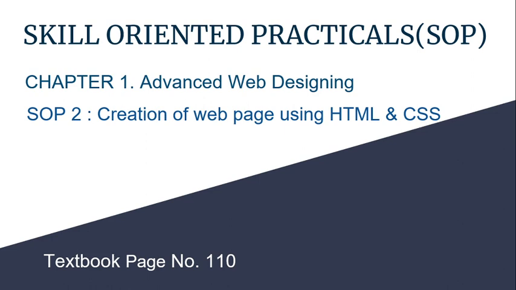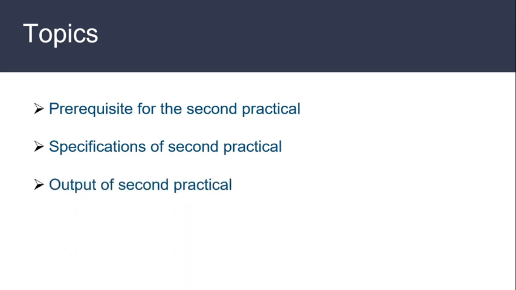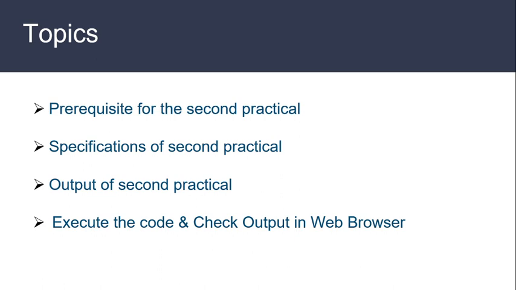In this session, we will study second practical from chapter 1 Advanced Web Designing. Aim is creation of web page using HTML and CSS. In your textbook, page number 110. Topics covered will be prerequisite for the second practical, specifications of second practical, output of second practical, execute the code and check output in web browser.